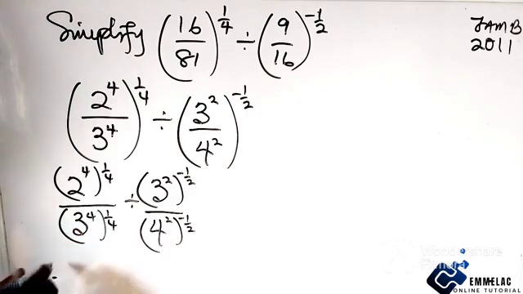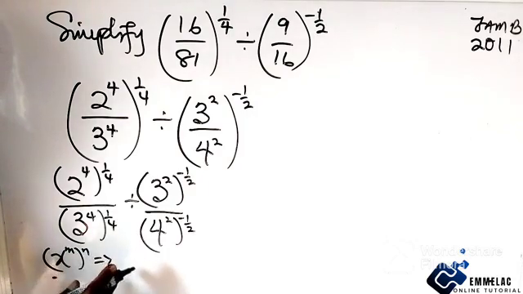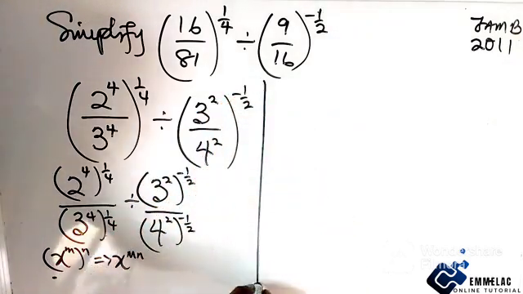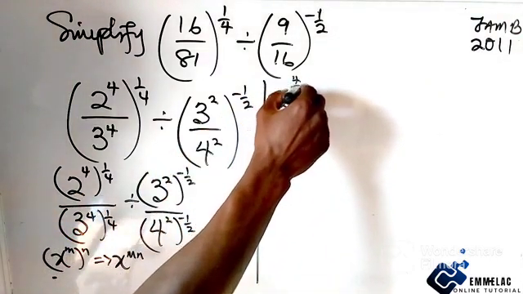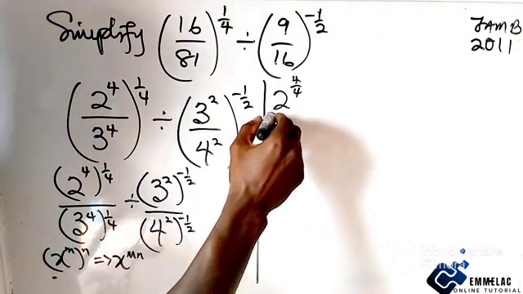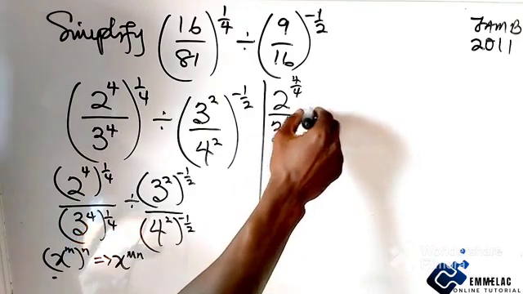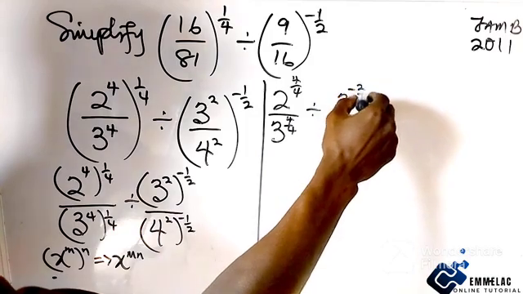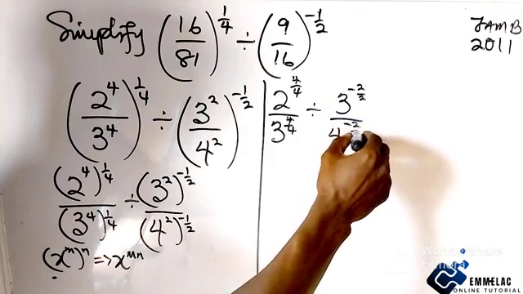Now take note, recall that x raised to the power of m all to the power of n is the same as x raised to the power of mn. Using this rule, you can apply it here. So here you have 2 raised to the power of 4 over 4, that's what you multiply, over 3 raised to the power of 4 over 4. Now divided by 3 raised to the power minus 2 over 2, over 4 raised to the power of minus 2 over 2.